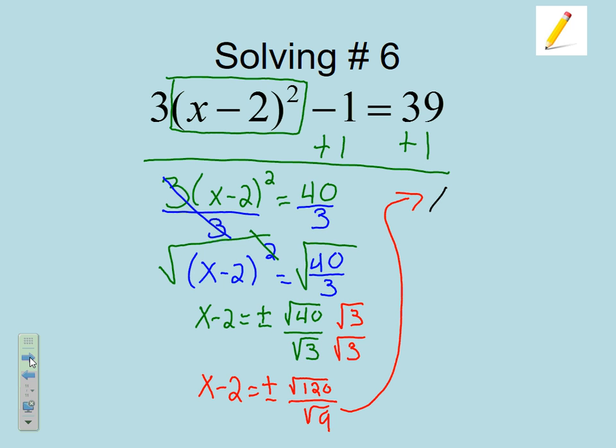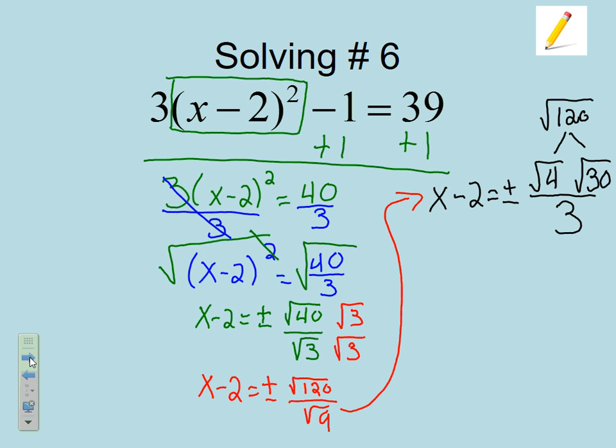Now I have x minus 2 equals plus or minus. Now I'm going to simplify both of these separately. So on the top, the square root of 120, the largest perfect square that can go into 120 is 4. And if I take 120 divided by 4, it gives me 30. The square root of 9 is a perfect square, which is just 3, so I'm going to write that down. Now I'm going to simplify that top, so I'm going to rewrite it. And I'm going to get x minus 2 equals plus or minus, square root of 4 is 2, square root of 30 I can't break down, and it's over 3. So now my square root is all simplified.